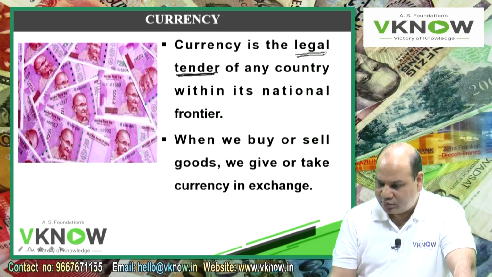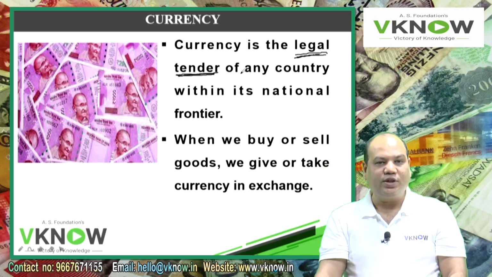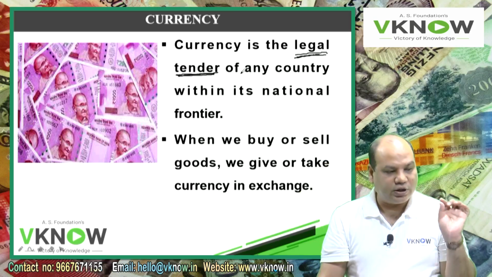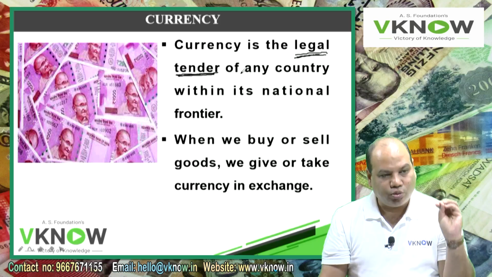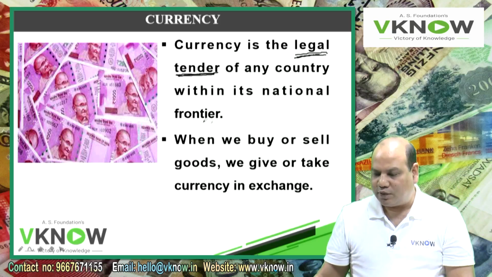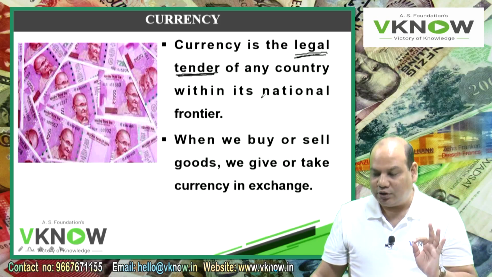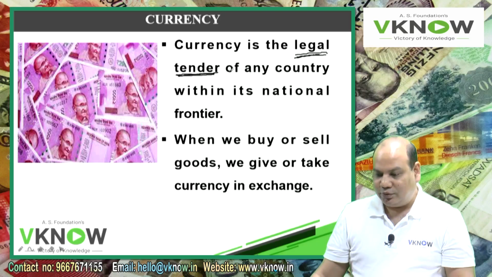So if you buy some goods, you can use the currency of that country in that national frontier to settle that payment, and the other party cannot refuse to accept it. So if you have this 100 rupees note and if you buy something of 100 rupees, you can use that 100 rupees note to make that payment, and the other party cannot refuse it. Refusing the national currency of a country in the national frontier is a crime. The person who refuses can go to jail.